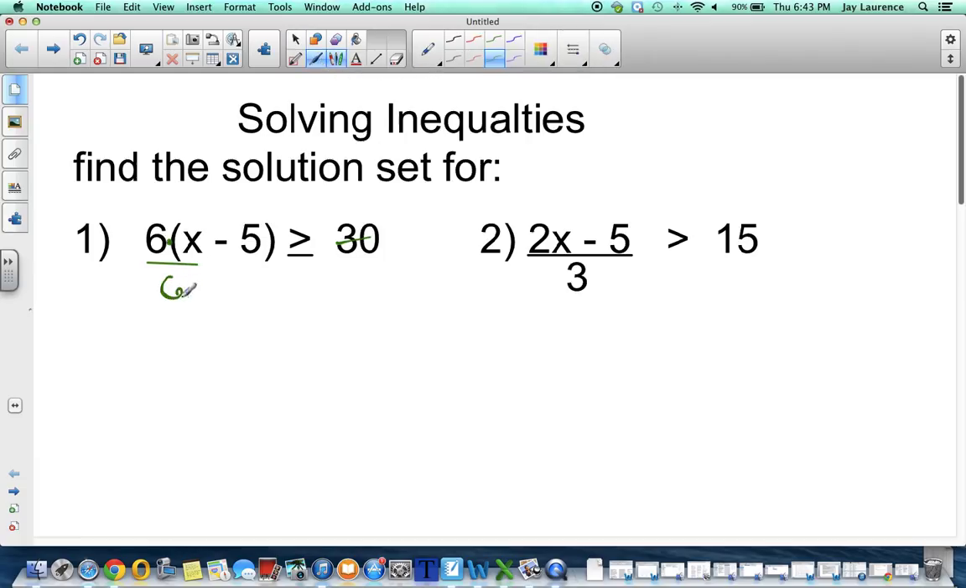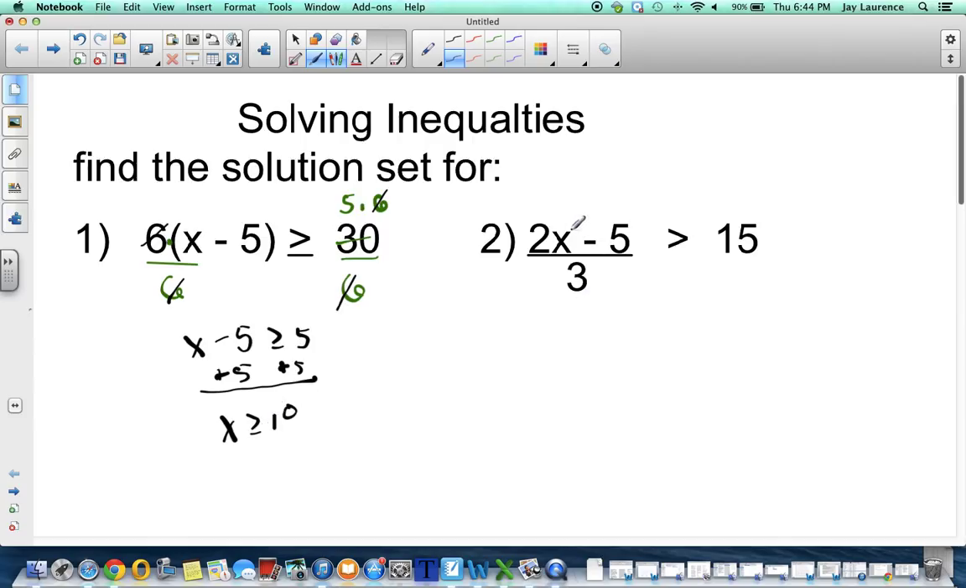And I'm going to divide by 6 here. And then remember, I'm thinking about 30 as 5 times 6. Well, since there's a 5 and a 6, the 6's can cancel. And of course, these 6's will cancel. And my new inequality will be x minus 5, which is greater than or equal to 5. And then I'll add 5 to both sides. And I will get x is greater than or equal to 10. Okay, notice it's the same thing. I'm not going to go through the whole solution set and all that. It is the same thing.